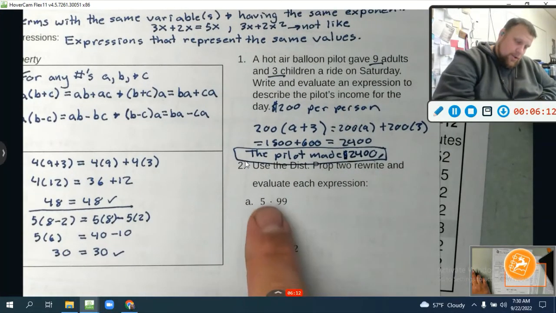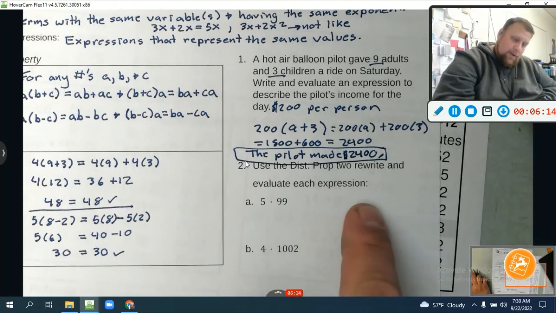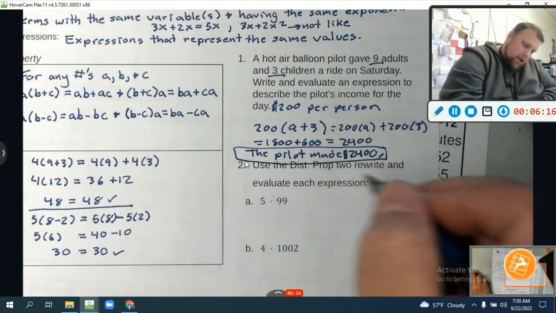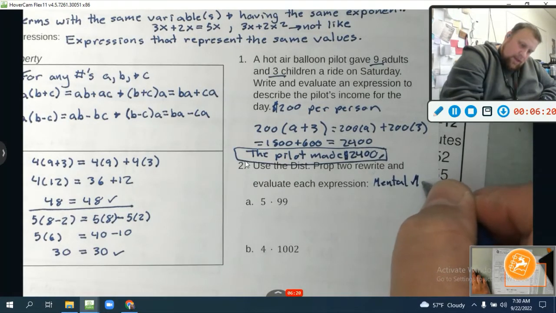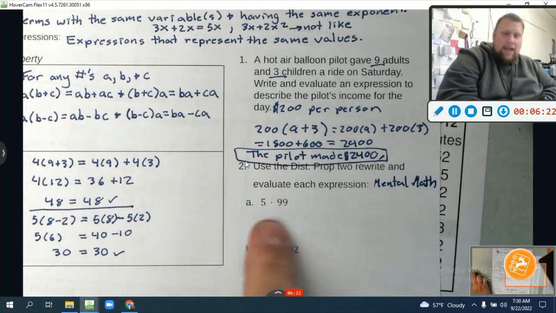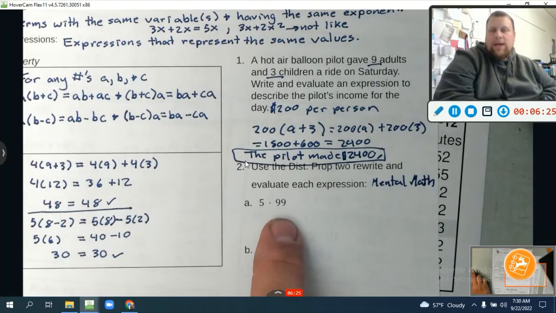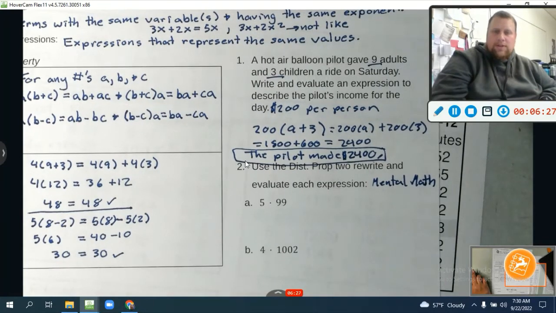All right, it says use the distributive property to rewrite and evaluate each expression. I want to talk to you guys about mental math. This is how I'm able to multiply. Like I can do this in my head, and that's what I'm teaching. We actually use the distributive property to do things in our head.